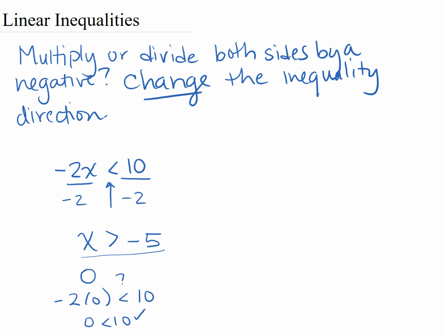If I had 2x less than 10, and I divide by 2, I don't flip the inequality. I leave it as is. So a number less than 5 would be 0. It's a great number to try. 2 times 0 is 0. 0 is less than 10. That works. So the only time that you change the inequality direction is if you multiply or divide both sides by a negative.